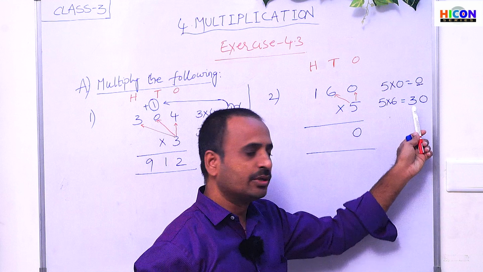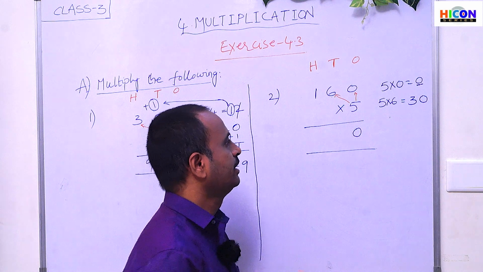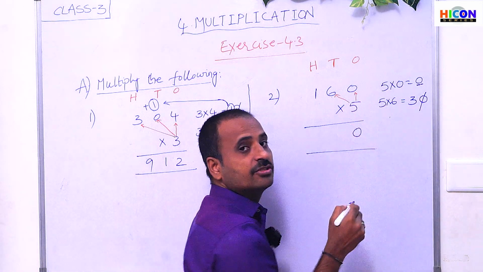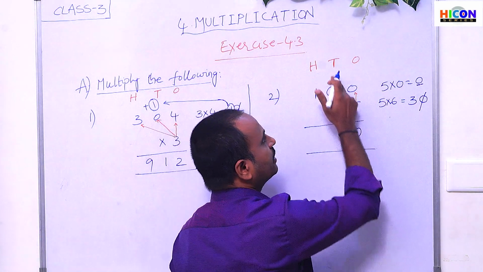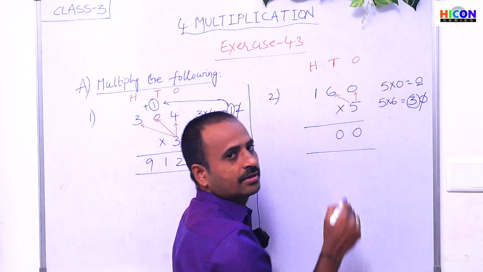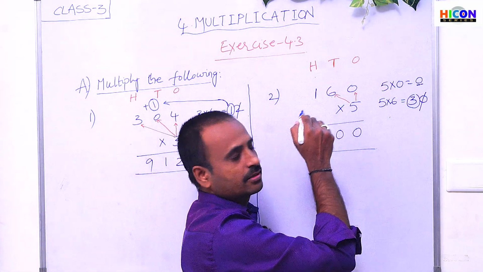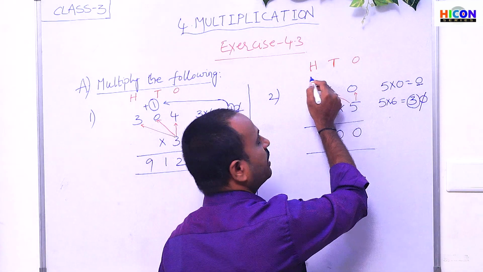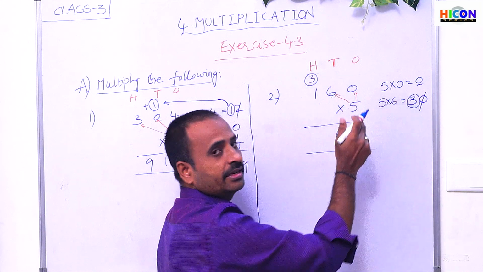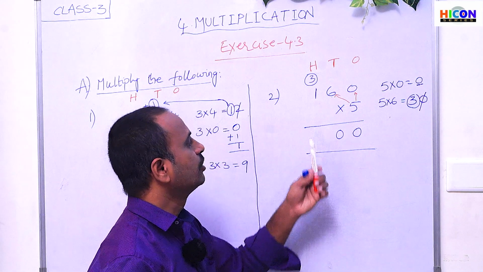So if the product is a 2-digit number, what do we have to do? We have to carry. How do we carry? If it is a 2-digit number, write the second digit, that is 0, under the tens place and carry the first digit, that is 3, to the next place. What is the next place? Hundreds. So carry this 3 to the hundreds place. Write 3 here. Now we have to add that carried number to the product.